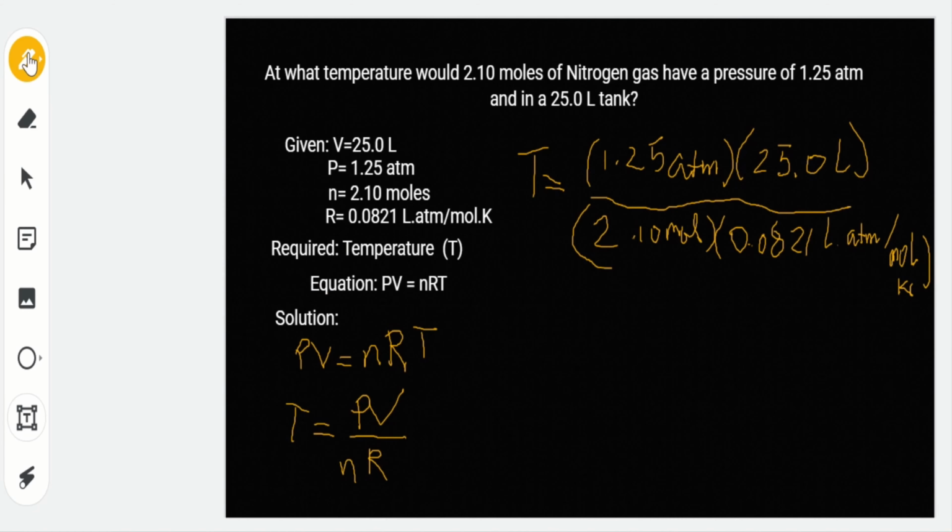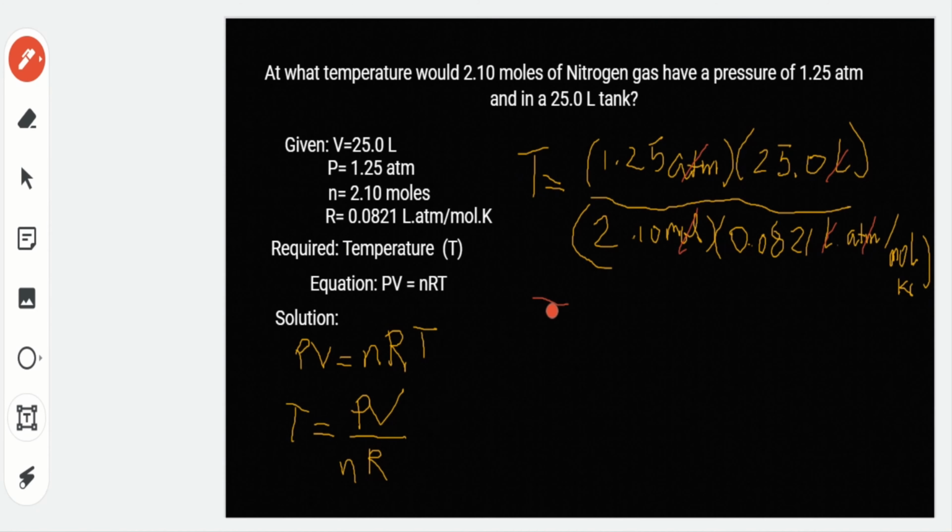So, definitely, maka-cancel yung ating unit sa pressure, yung unit sa volume, and of course, yung unit na moles. So, matitira lang ay yung unit ng ating temperature, which is Kelvin. So let's now get the product and the ratio of this.